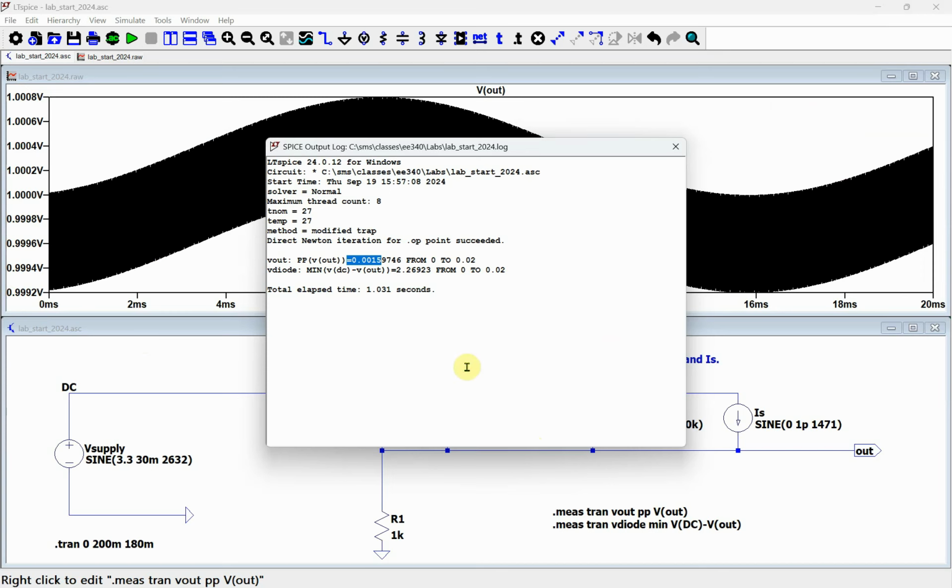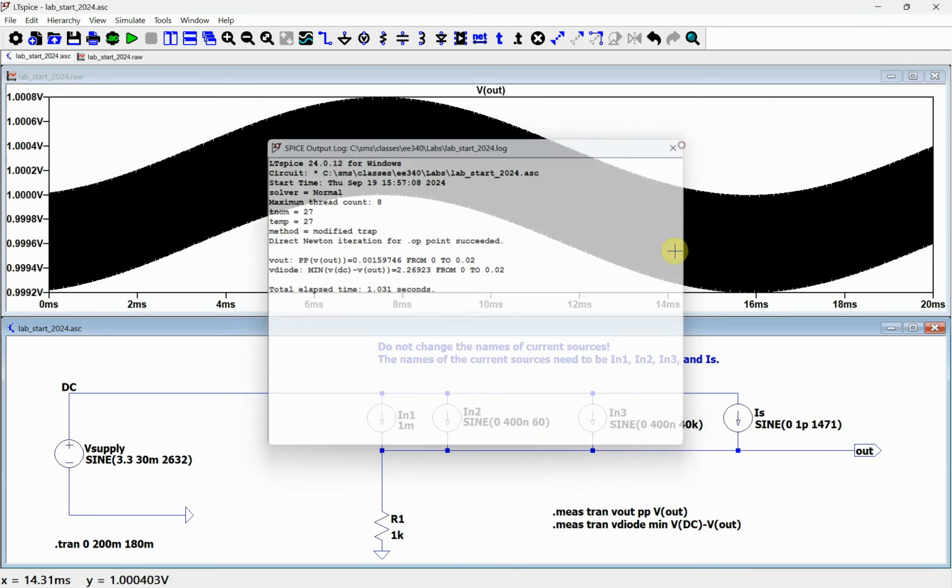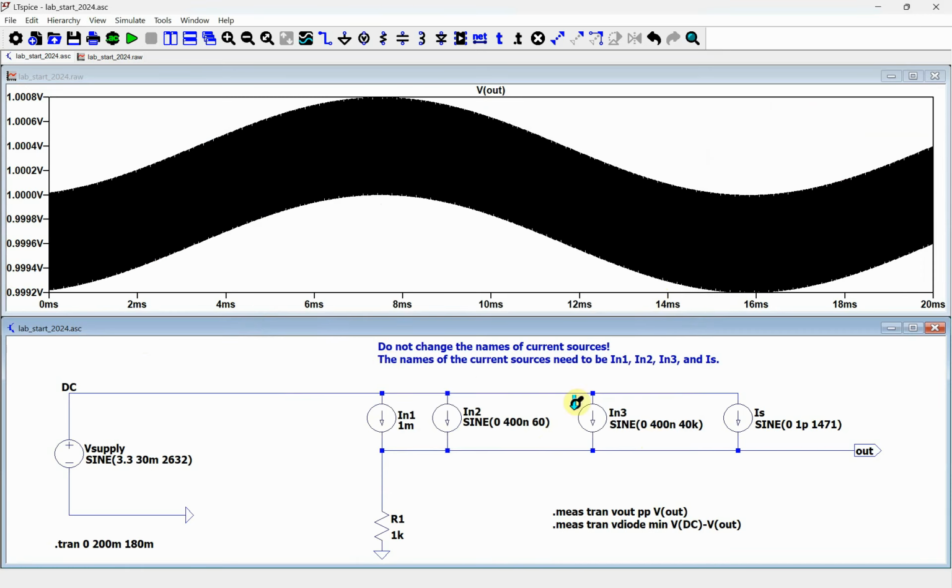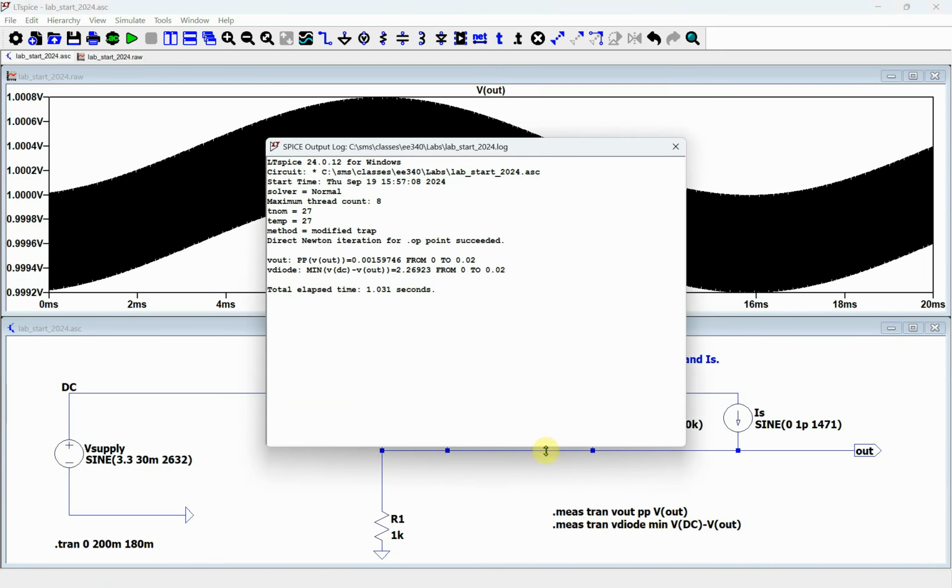The last spec is that we need to make sure that these current sources, which model the diodes, remain reverse biased. So the voltage at this point, which is labeled DC, has to be higher than our output voltage, which is right here. That's labeled right here. We're just looking for the minimum. Right now, that has a minimum of 2.7 volts. That has to be greater than 0.5, so this is fine.